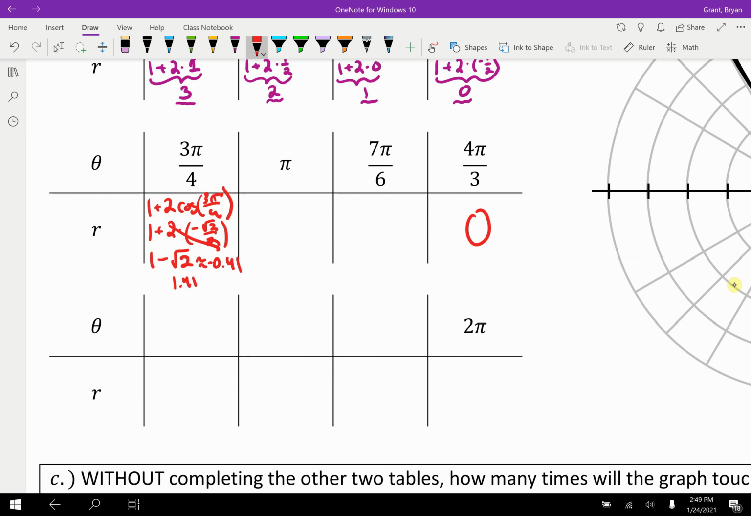Okay. Pi, 1 plus 2 cosine of pi. Cosine of pi is -1, so that makes this much easier. 1 minus 2 is -1.